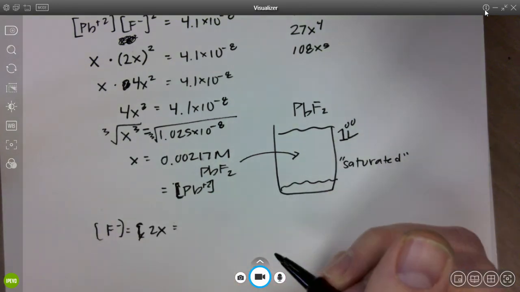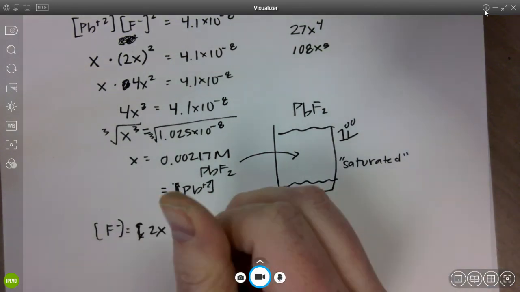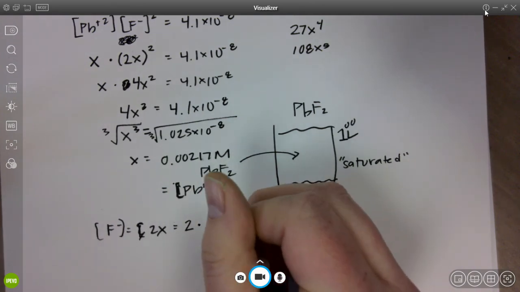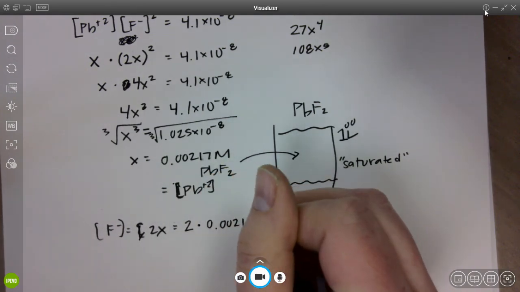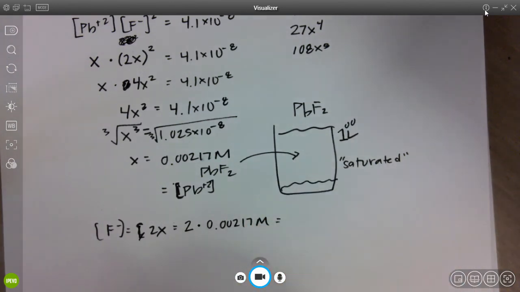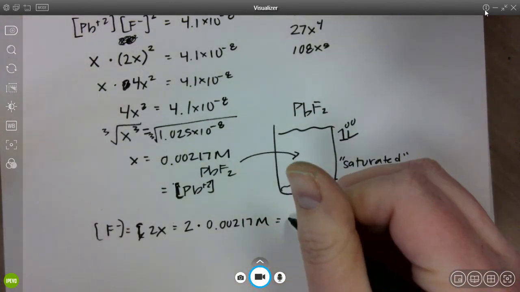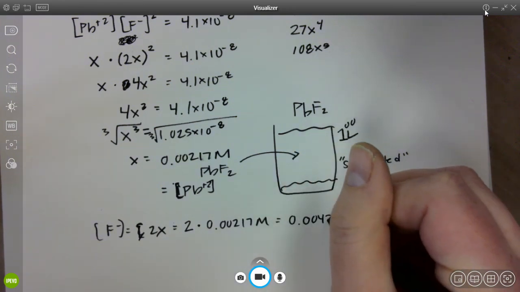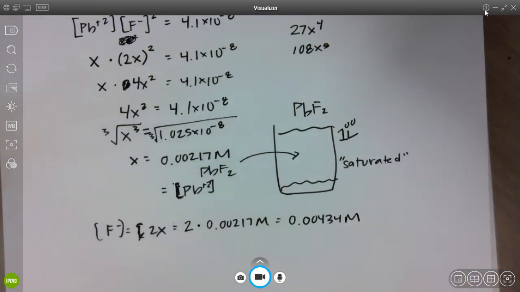So if I want to find my concentration of F minus, I'm going to take 2 times my x value, 0.00217 molar. So my concentration of the fluoride ion is actually going to be 0.00434 molar. It's twice as much, and that's because I get twice as many ions made here. Okay? Hopefully this makes sense.